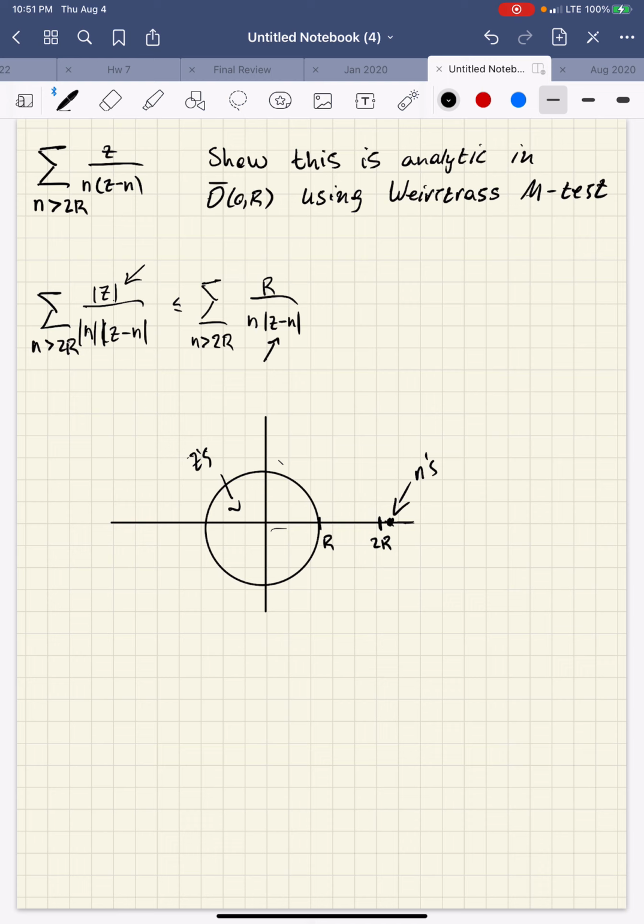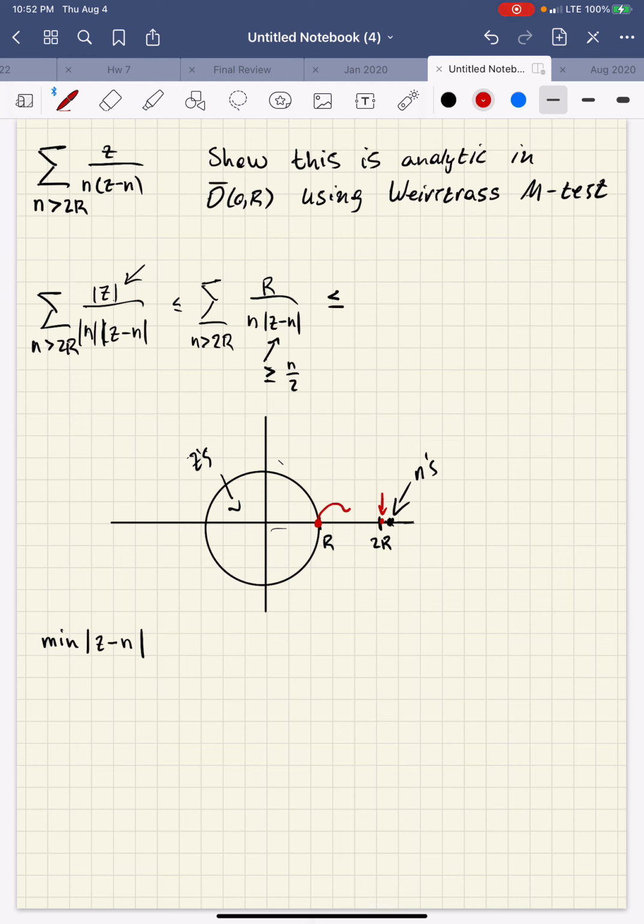I want another upper bound, so I want to actually shrink the denominator. I claim that this is greater than or equal to n over 2. So let's see why that is. Let's look at the min value that we could possibly have for the absolute value of z minus n, and we'll use our picture as a guide. n is strictly greater than 2r, so as a visual aid, that would be the smallest n we could have. And the closest z in the circle to that would be the one that lies right here.